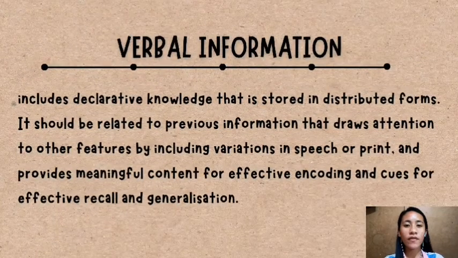First, verbal information. It includes declarative knowledge that is stored in distributed forms. It should be related to previous information that draws attention to other features by including variations in speech or print, and provides meaningful content for effective encoding and cues for effective recall and generalization. For instance, the face-to-face discussion or calling from telephone.